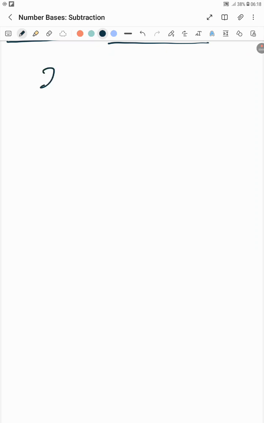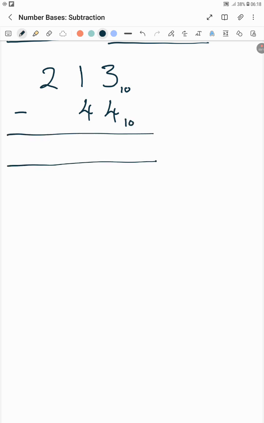So if we have the number 213 base 10 minus 44 base 10, these are the common numbers that we use to count anything in our day-to-day lives. I'm just going to say 3 minus 4. Here you borrow. When you borrow there, you add 1, and here this one becomes 10. Say 13 minus 4, you get 9.